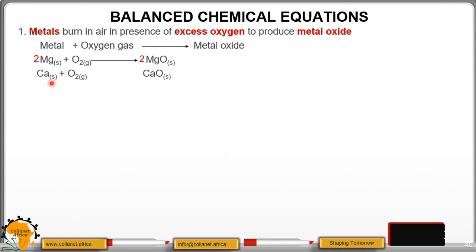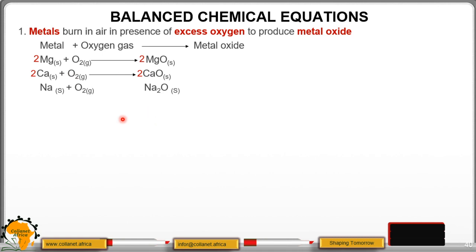And then for calcium oxide, you'll find that calcium will react to form calcium oxide, valency 2, valency 2, so you cancel out to get 1, 1, calcium oxide. But the oxygen here is 1 and this one is 2. So what do you do? You place a 2 here and then you place a 2 here to balance the atoms.